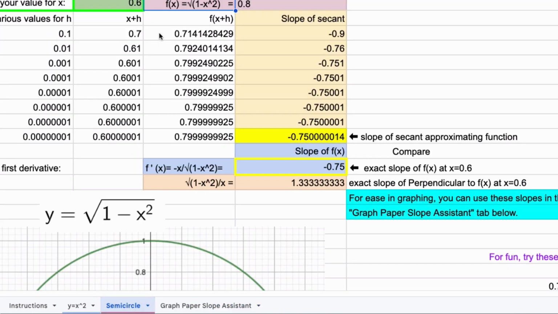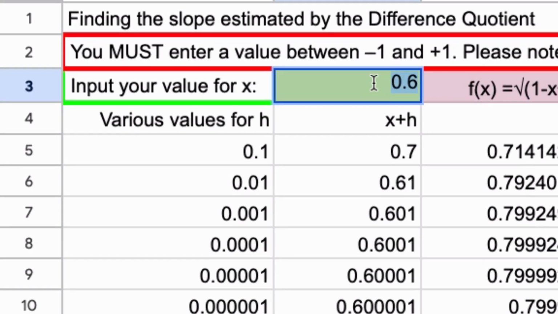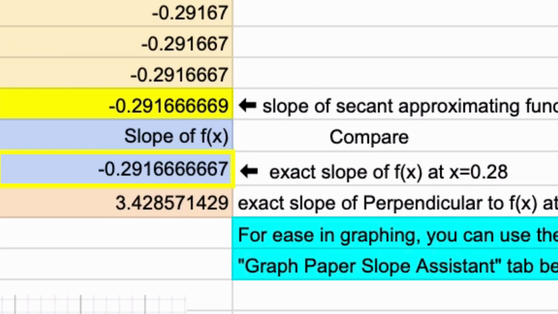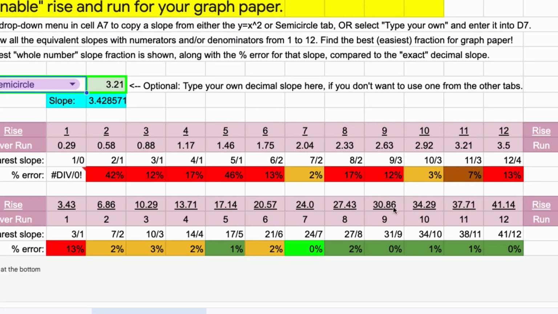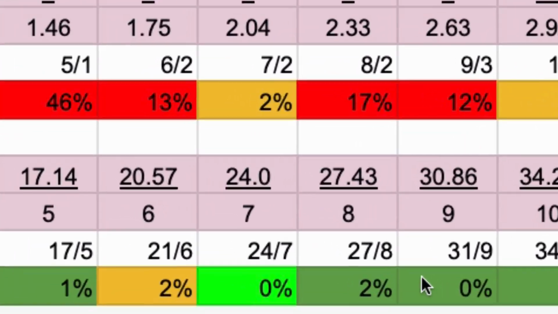So go to the semicircle tab. We're going to type in 0.28, and it gives us a slope of 3.42857. All right, so we're looking at a pretty good one, and it looks like there's only one, and this one is exact. All the other ones are approximate. We got a couple pretty good ones, like things that round to 0%, but this one is exactly 0. This is 24/7. 24/7 is the perpendicular slope.